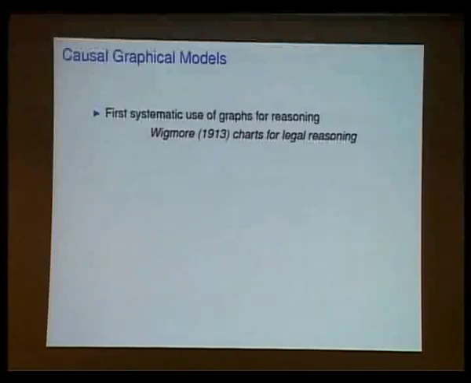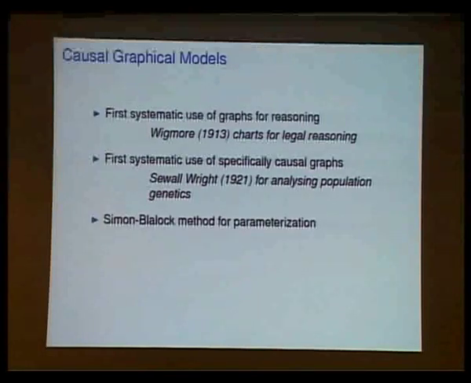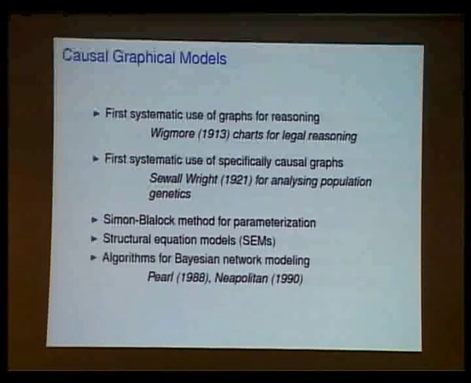So, these started out a long time ago, in fact. Wigmore was using charts for legal reasoning, which are arguably a kind of precursor to Bayesian networks. Sewell Wright actually invented Bayesian networks, if you like, in 1921, with his path models, his normalized linear equation models, and they're fabulous, just really useful. A lot of the rules that Sewell Wright derived for analyzing these path models correspond to rules for analyzing Bayesian networks. And then there are all these developments through the 20th century, and eventually Bayesian networks.